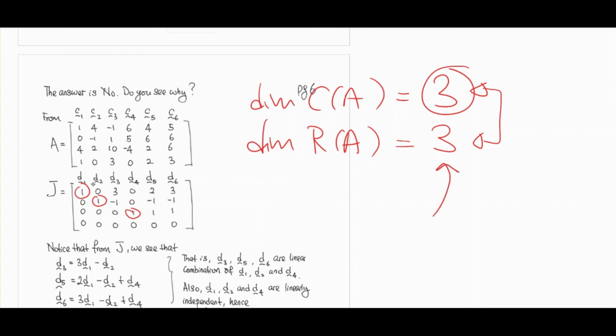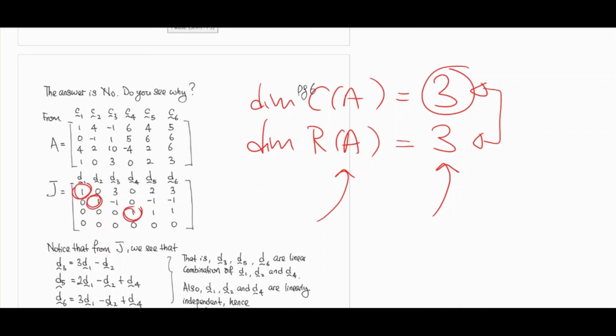And in both cases, we are basically counting the vectors that are in the pivots. So this is 1 vector, 2 vectors, 3 vectors for the row space of A. And then this one is 1 vector, 2 vectors, 3 vectors. That is for the number of vectors in the basis of the column space of A. And as you can see, we just count the pivots.